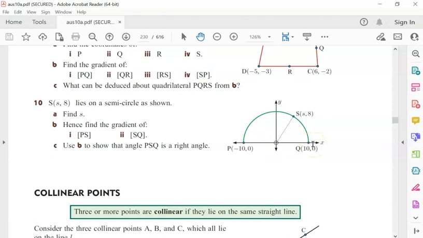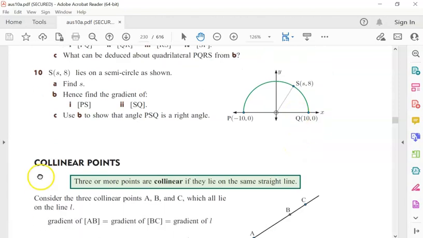So that is your hint for 10A, that you've got the distance from here to here must be 10 because it's the radius, okay? You're going to make sure that you have a chat about that.